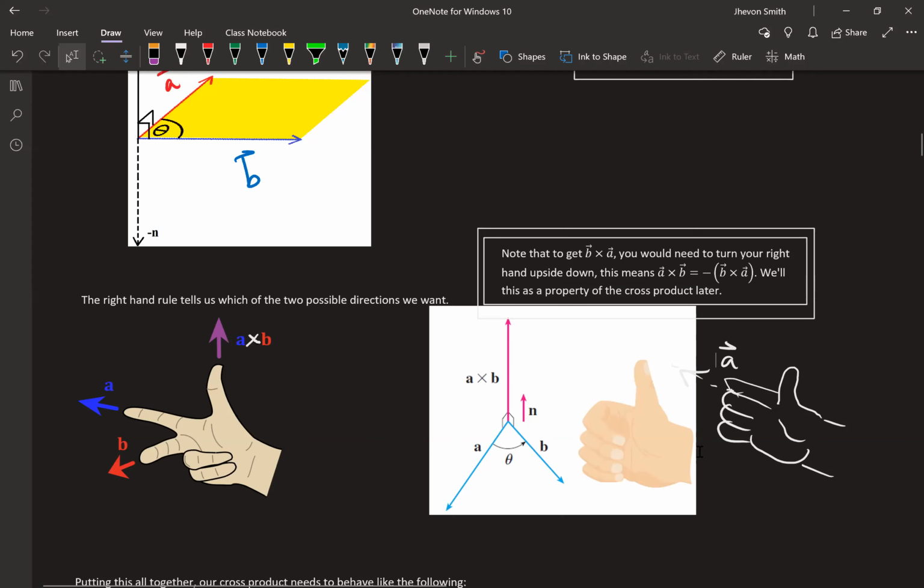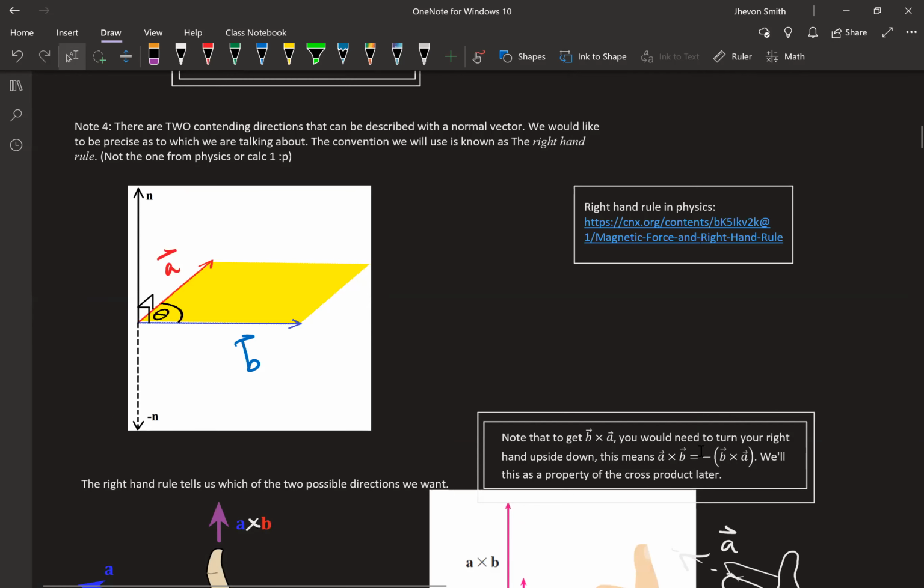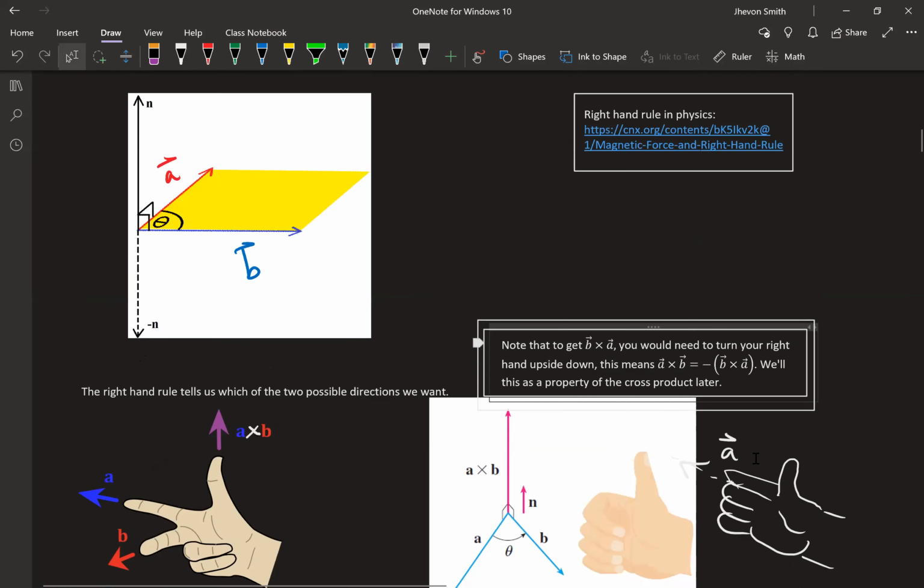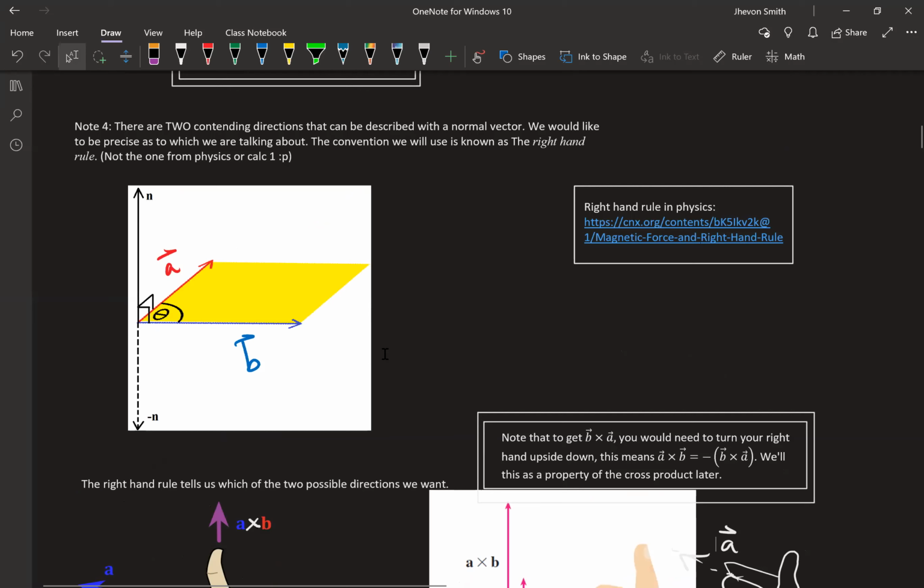And actually, the physical interpretation is why we want to define it this way. There are a lot of things in the background here that we're skipping over. Just to make sure that we know how to use the right-hand rule, looking at this diagram right here, which one of these vectors would be A cross B? Is it n that's pointing up, or is it minus n that's pointing down?